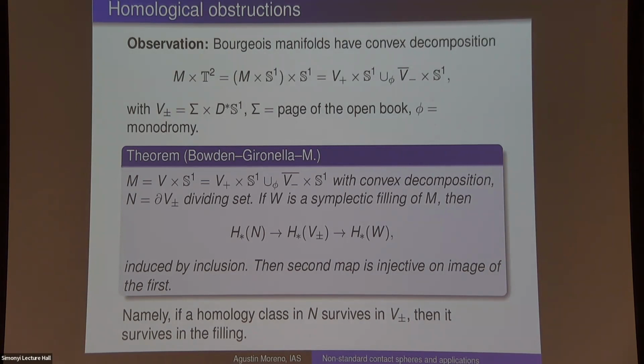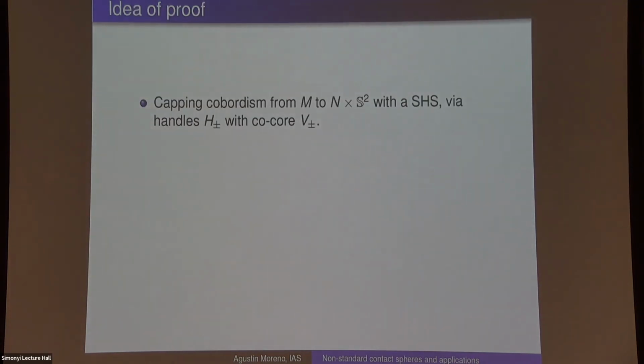Can you say a word about why we should expect it? I'll give you an idea of the proof. So yeah, this is what we call a homological obstruction, right? Because it obstructs homologically the existence of it.